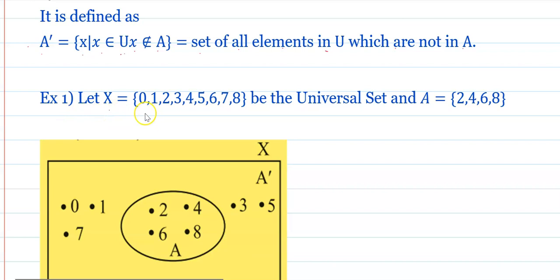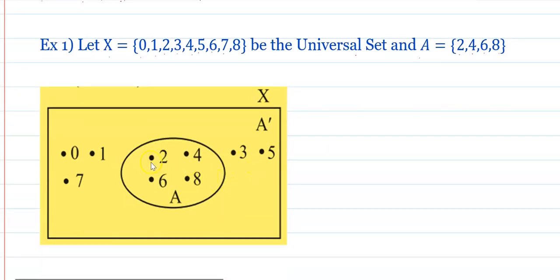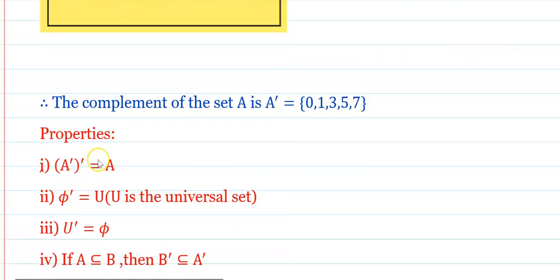Here let X be equal to {0, 1, 2, 3, 4, 5, 6, 7, 8}. This is the universal set and A is equal to {2, 4, 6, 8}. See here, the figure. A is 2, 4, 6, 8, and X is 0, 1, 2, 3, 4, 5, 6, 7, 8. Then what about the A complement? That means all the remaining elements, that is 0, 1, 3, 5 and 7. This is the A complement. Okay. Now the next. The complement of the set A is A complement, {0, 1, 3, 5, 7}.